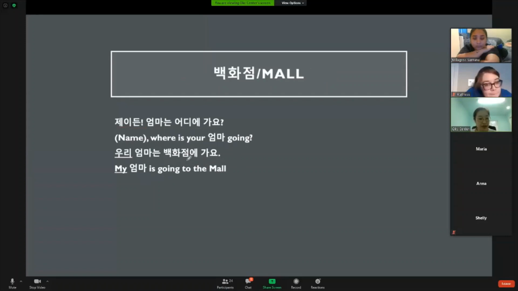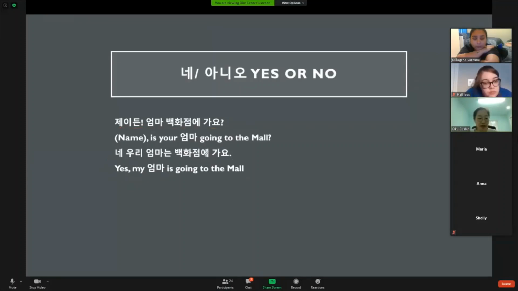In front of the 가요, they are asking Jaden, like the name, where is mom going? And then: 우리 엄마는 백화점에 가요. Even though it's 우리 in Korean, they're basically referring to my mom. Like, my mom is going to the mall. 우리 엄마는 백화점에 가요.